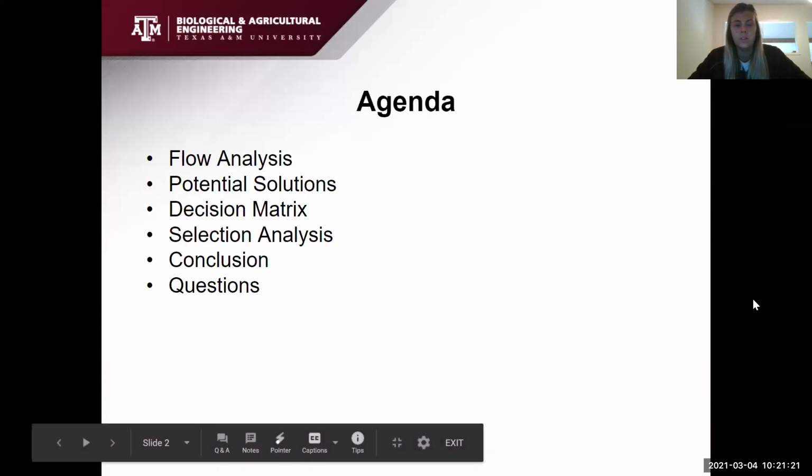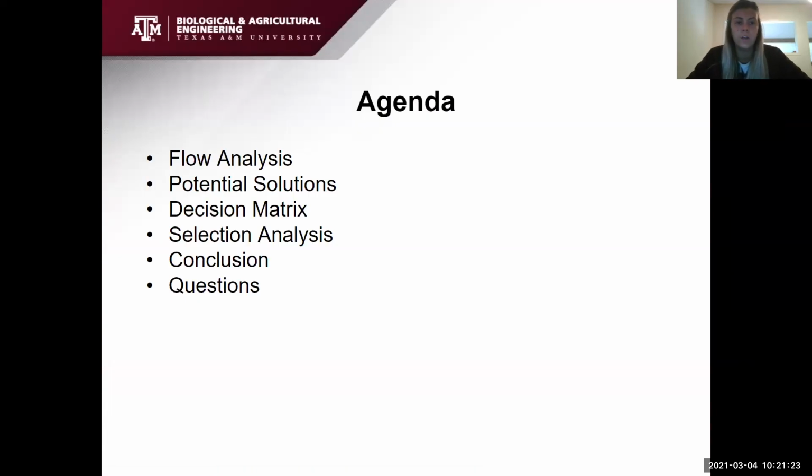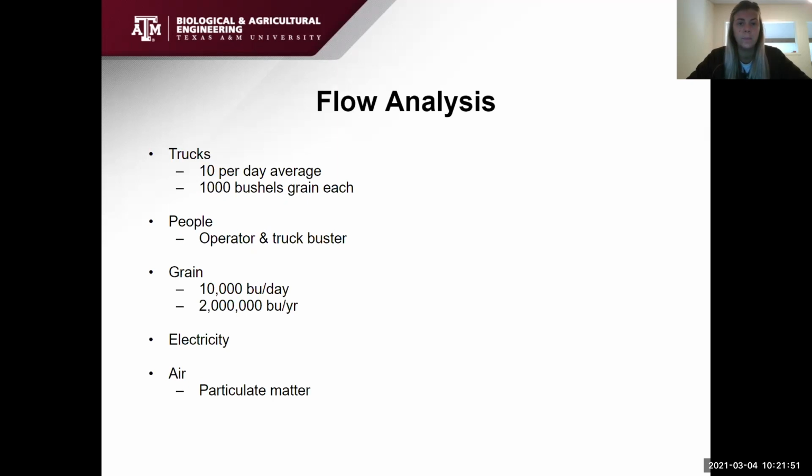So what's on the agenda today: we're going to discuss our flow analysis and go through some of the potential solutions that we're currently looking at. We'll walk through our decision matrix and explain the criteria we've used to weight these potential solutions, discuss our selection analysis, and go into detail about differentiating between these solutions and the pros and cons of each. We'll wrap up with our conclusion and open the floor for any questions from you.